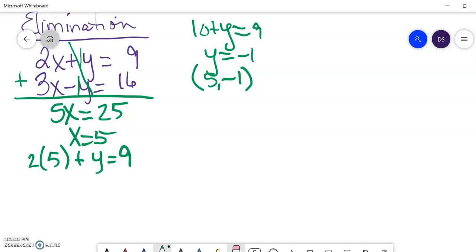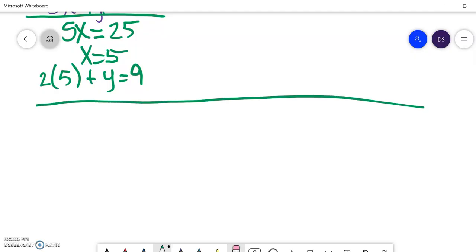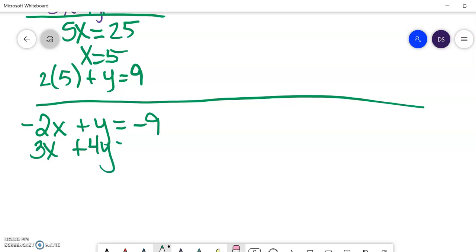Okay. We'll look at one more example that's kind of a medium level difficulty. And when you come in, whatever day that is, Monday of next week, we're going to practice doing some more difficult examples and some word problems. So negative 2x plus y equals negative 9, and 3x plus 4y equals negative 14.